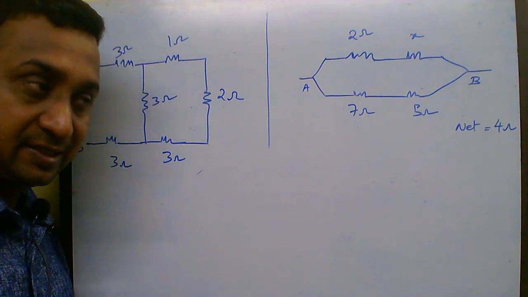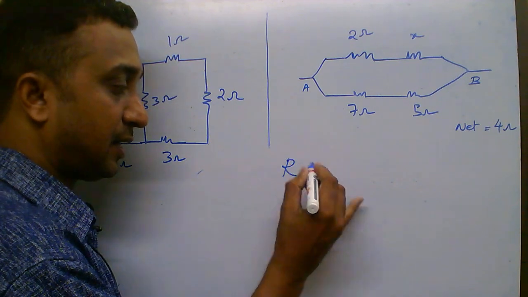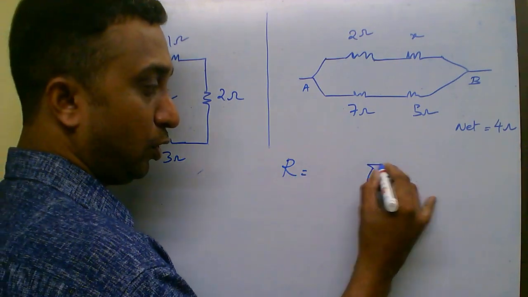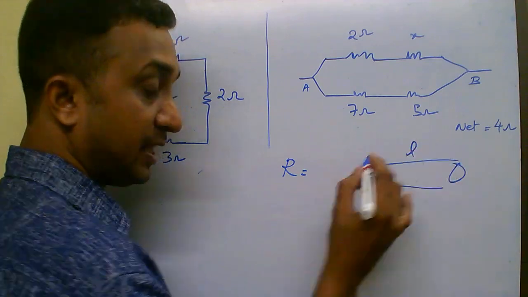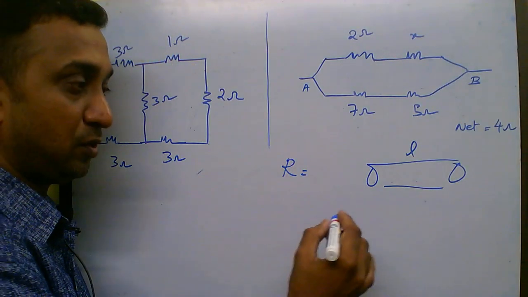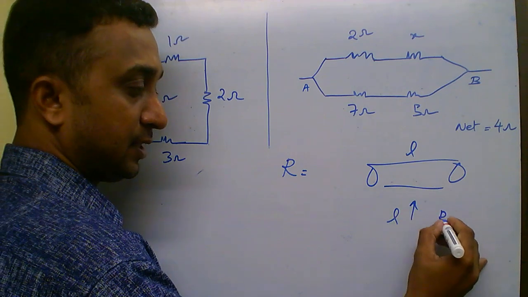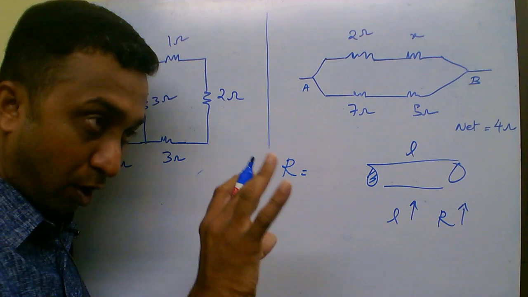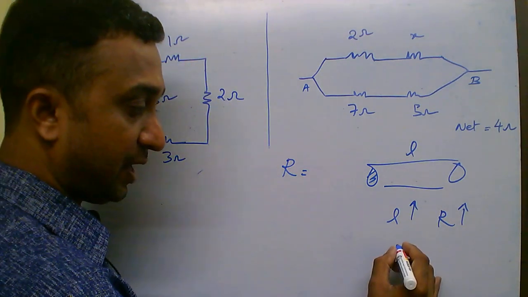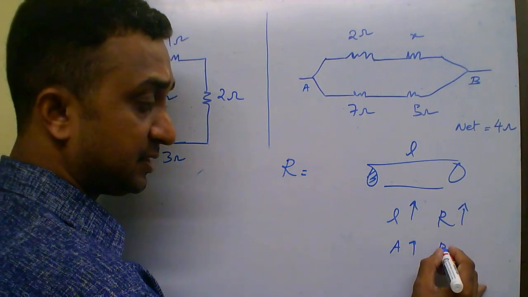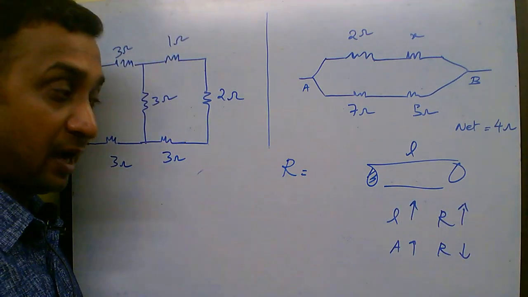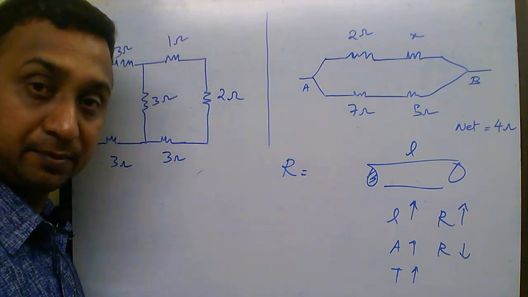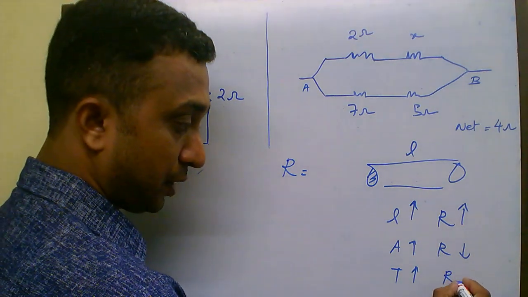Now this resistance, denoted by the letter R, depends upon a few factors. One is how long the conductor is. As the length increases, the resistance value also increases. If the area of cross section, how wide the path is, increases, the resistance value decreases. And if the temperature of a conductor increases, the resistance value also increases.